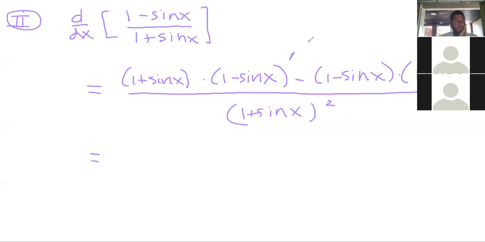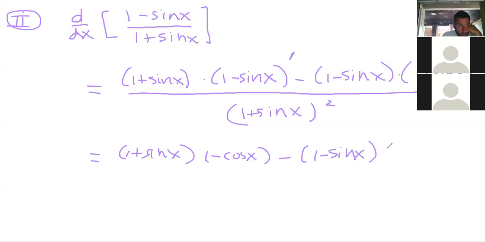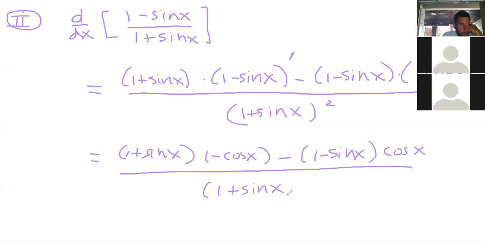Okay, so if we're careful now, we leave this guy alone. And then the derivative here becomes minus the cosine. And then the derivative here is just cosine. Now, once again, you are okay if you want to leave it like this. This is, in fact, the derivative. So it's not wrong if you stop here.